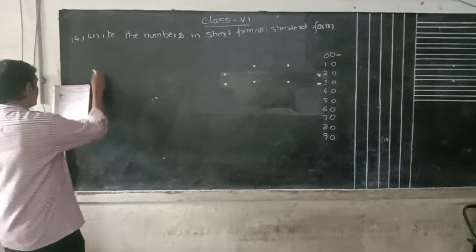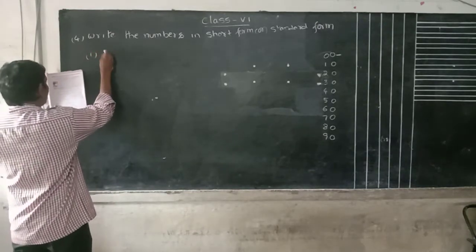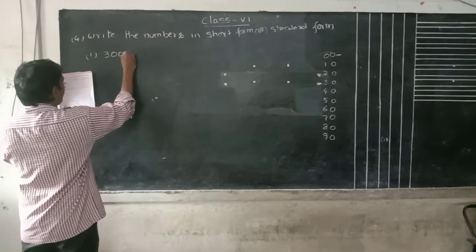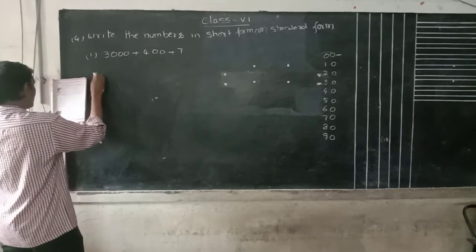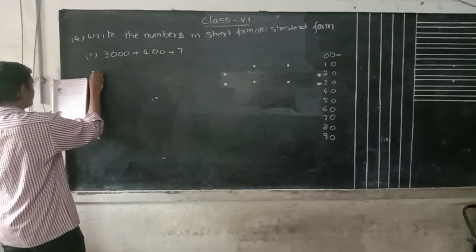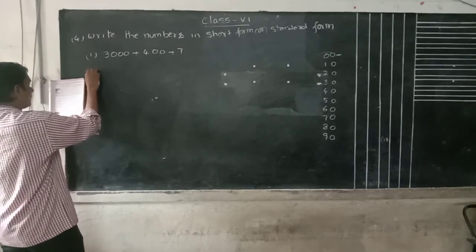Okay, what is the first question here? Very easy sum is 3,000 plus 400 plus 7. Okay, next second one. Second one do your whole.